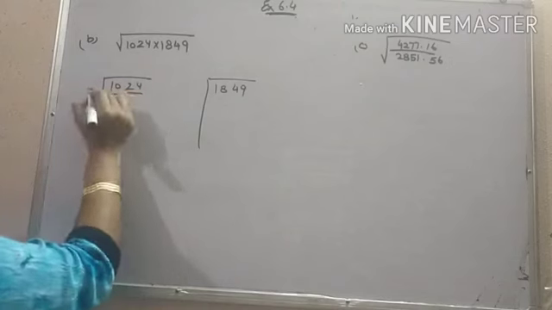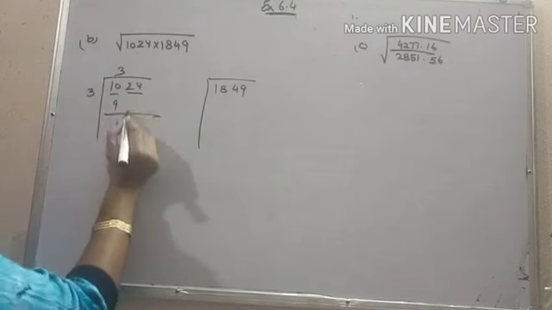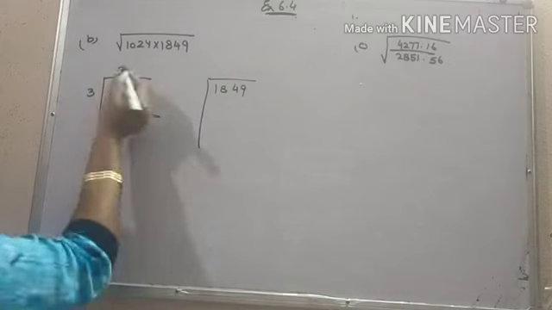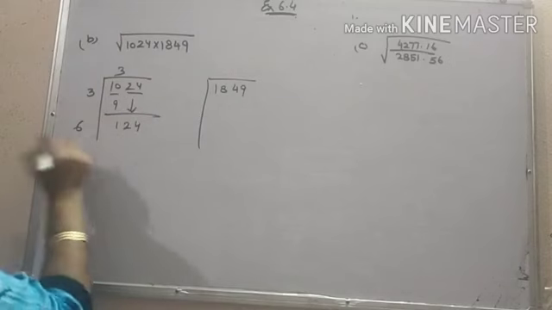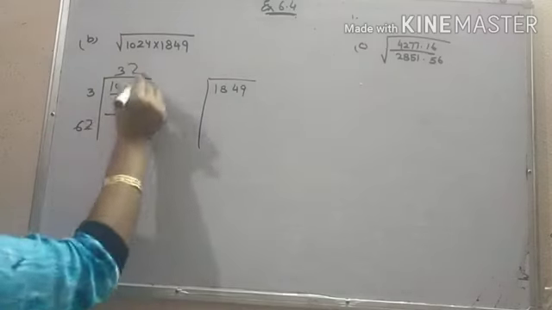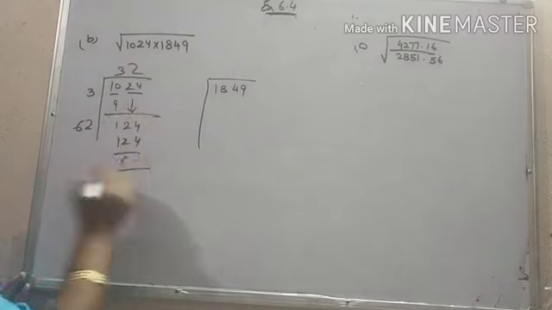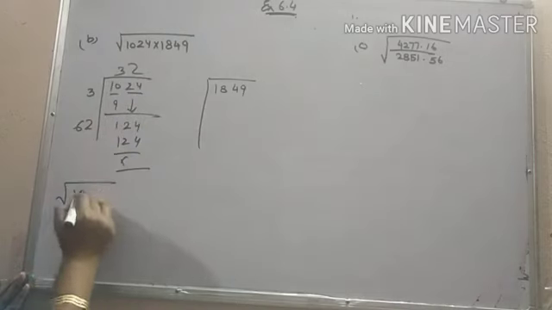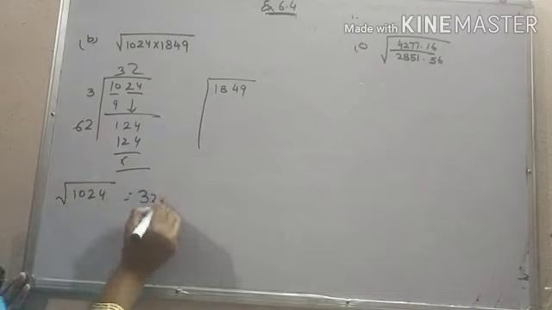You will get 3. 3 3s are 9, 1 left. Bring the next pair down, 24. Double of 3 is 6, now it will go on 2. So under the root, 1024 is equal to 32.